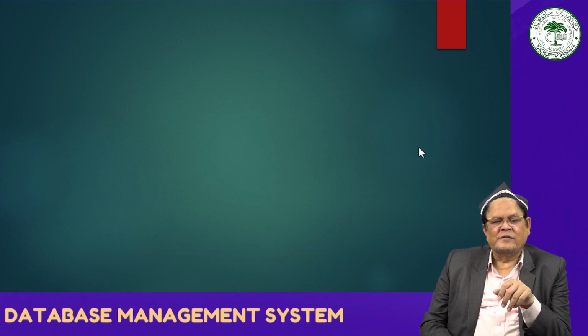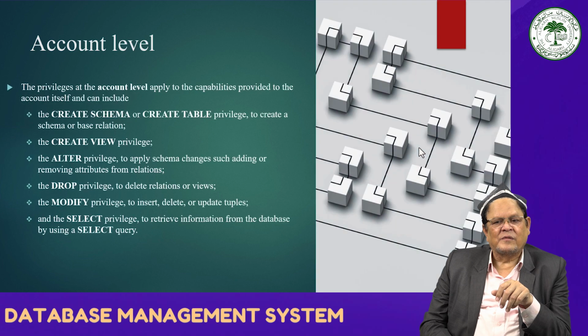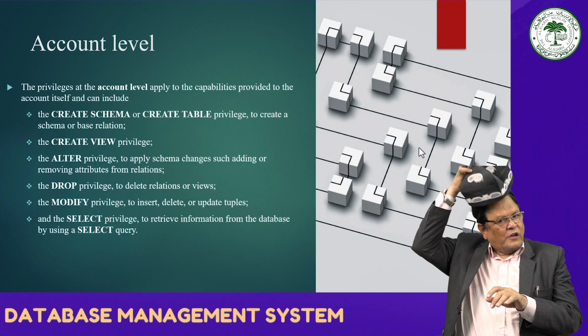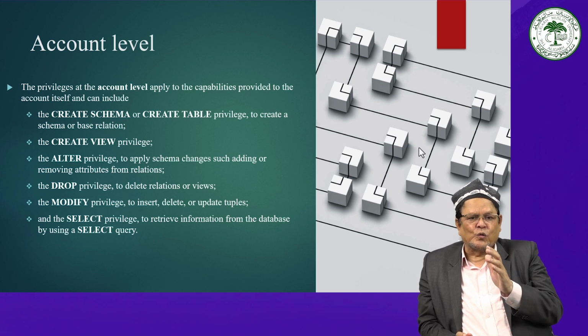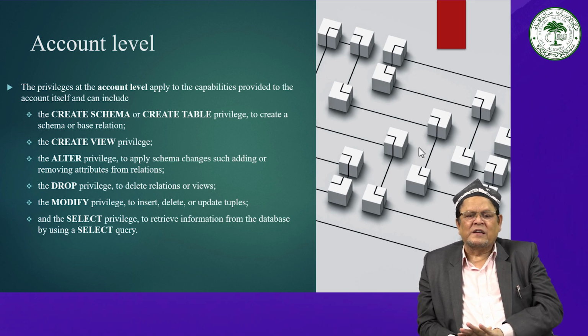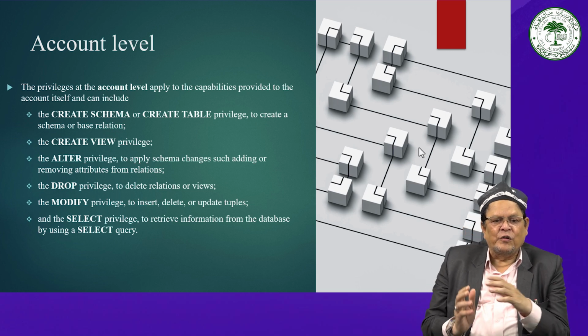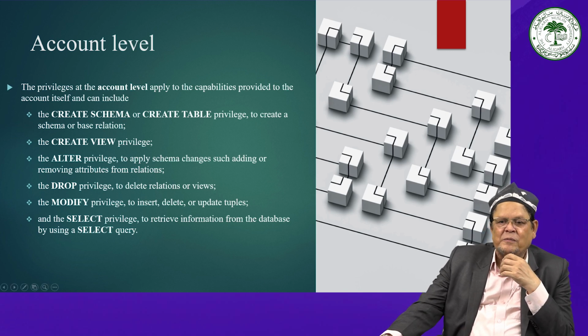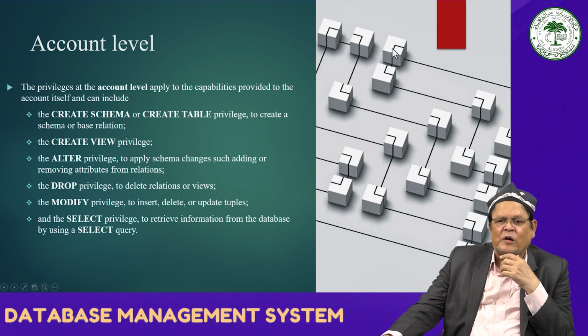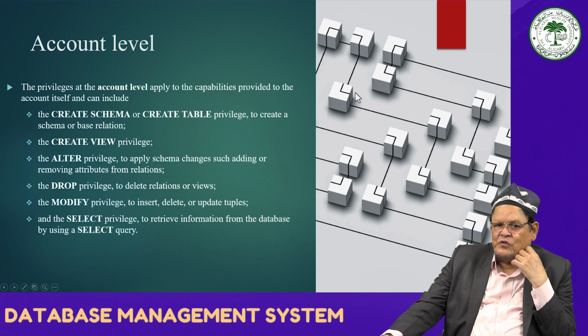Coming to the account level. In the account level, you can give privileges such as create schema and create table. That person can create tables and schemas; there is a create view privilege, alter privilege, drop, modify, and select. These are in the diagrammatic representation. Different types of data are interconnected there, and at the account level you can give permission to the persons, so they can create, modify, and alter.